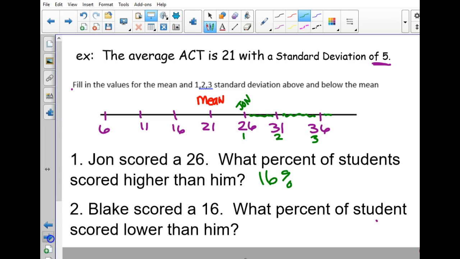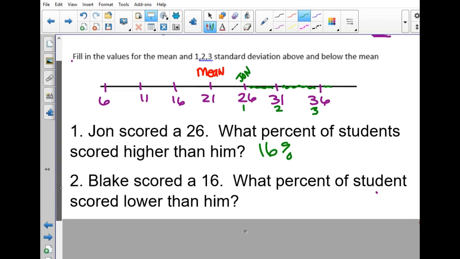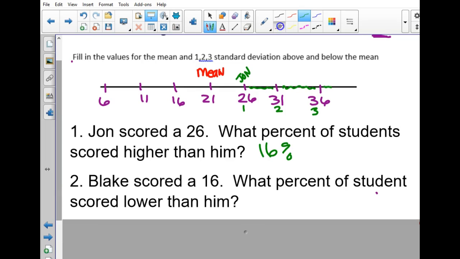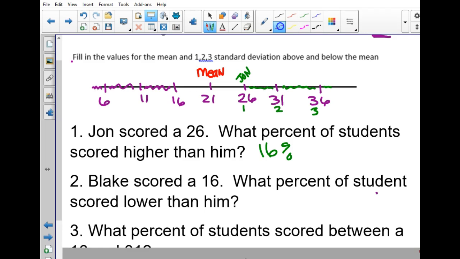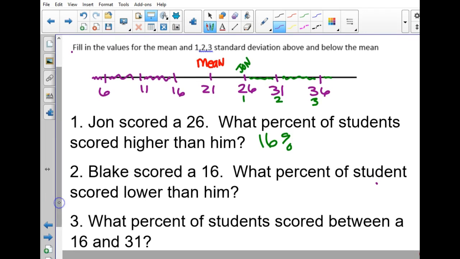Blake scored a 16. What percent of students scored lower than him? 16. The other way, right? 1, 2, and then this little bit there. Is it the same percentage? Same percentage, 16%. Okay? What percent of students scored between a 16 and a 31? 16 and a 31 is right here. So 34, 34, and then 13.5. And we add that together.